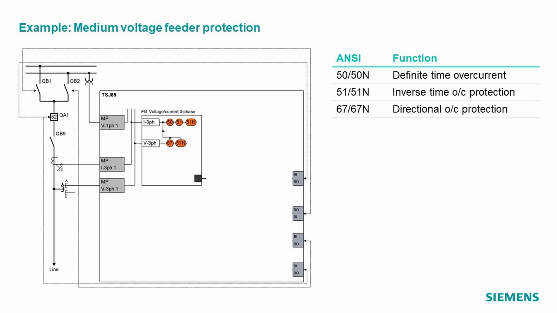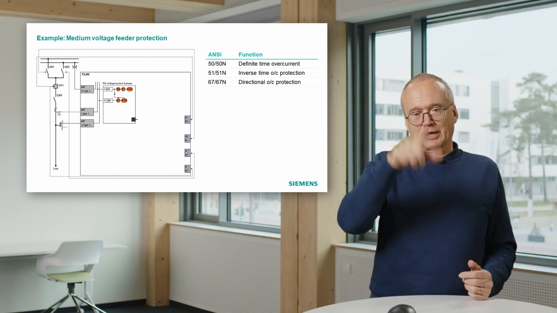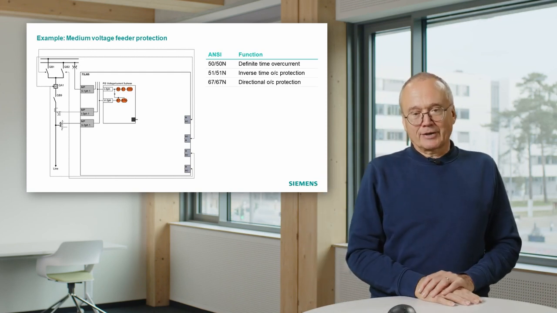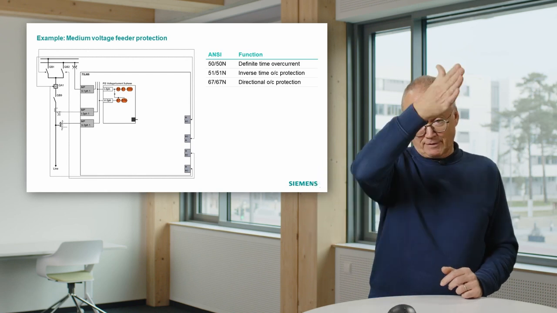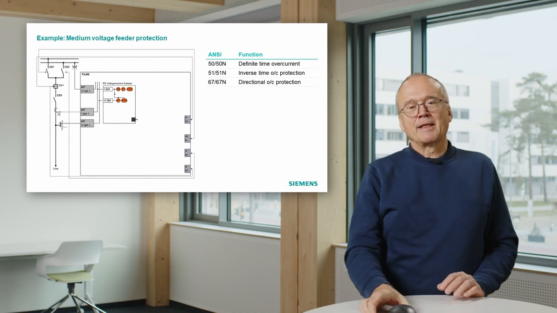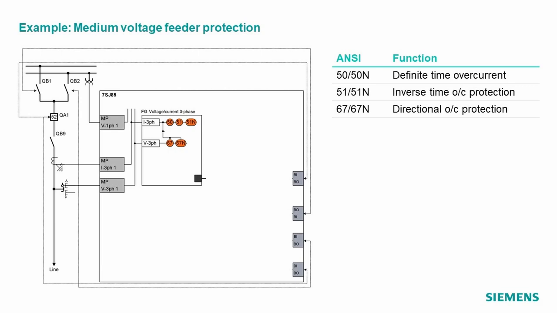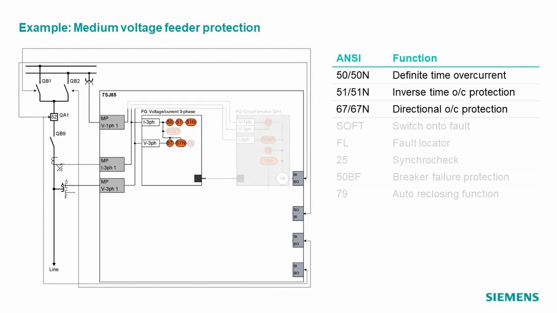Depends on whether we use definite time or inverse time. Remember, definite time overcurrent is the overcurrent with the stepped characteristic. Inverse time is the relay with the time-dependent trip delay. And in this case, we also have a directional overcurrent protection. We will hear in the following selectivity chapter a bit more about the benefit of installing a directional overcurrent protection. So that is the main protection, short circuit protection.